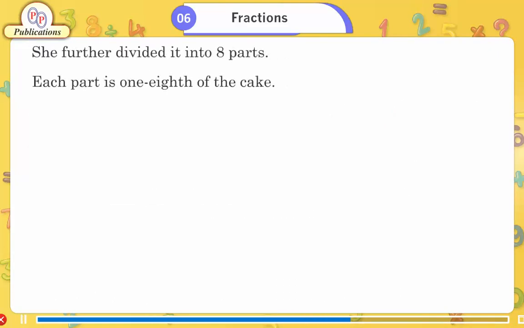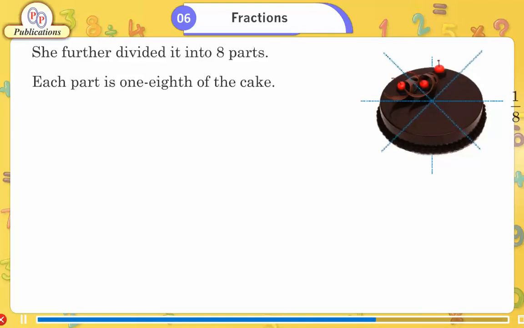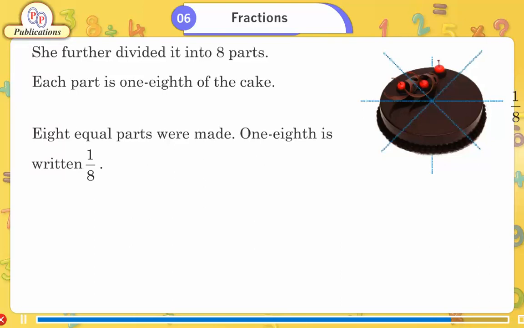She further divided it into 8 parts. Each part is 1/8 of the cake. 8 equal parts were made. 1/8 is written as 1 upon 8.